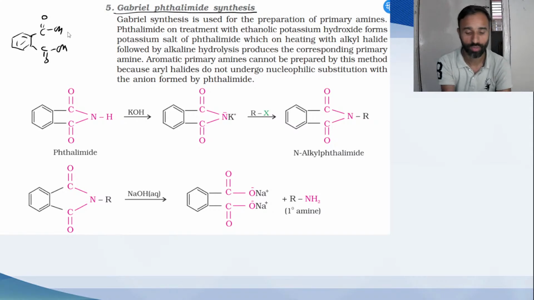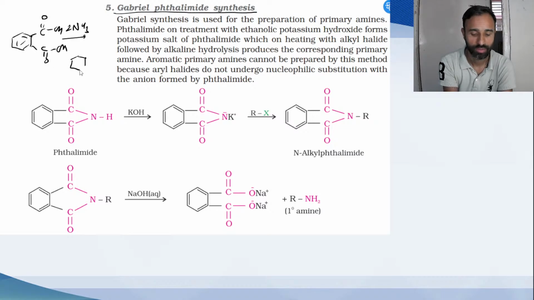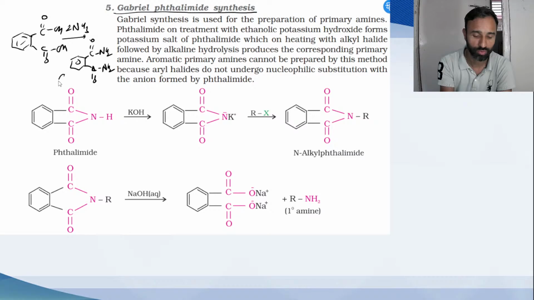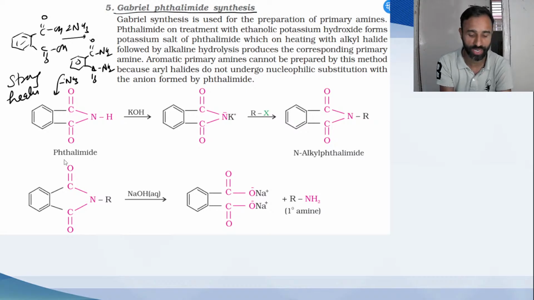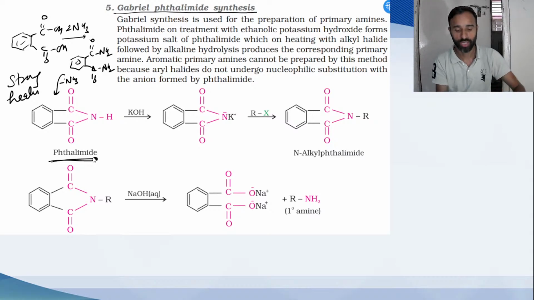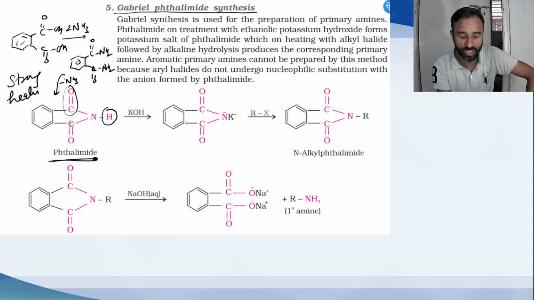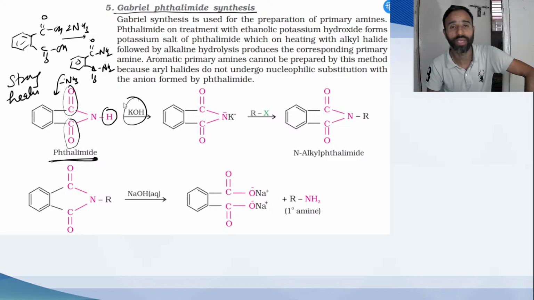Phthalic acid, when we treat it with ammonia, we get phthalamide on strong heating. So ammonia is removed and we get phthalamide. Now this hydrogen of phthalamide is highly acidic because two electron withdrawing groups are attached, and that's why with strong base it gives potassium salt, potassium phthalamide.